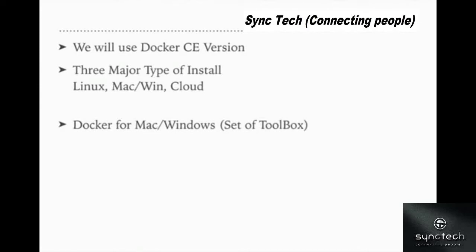Docker for Mac and Windows comes with a default toolbox. There is not a single image which will be installed on your Mac machine or on your Windows machine. When we are installing Docker on a Mac or Windows machine, we have to install a set of tools, which is called Docker Toolset, a combination of different tools. Why is this kind of toolset required? It is required because Mac and Windows natively don't support Docker.